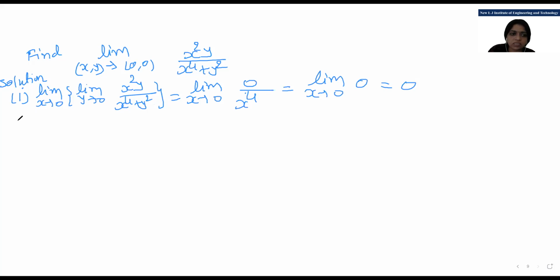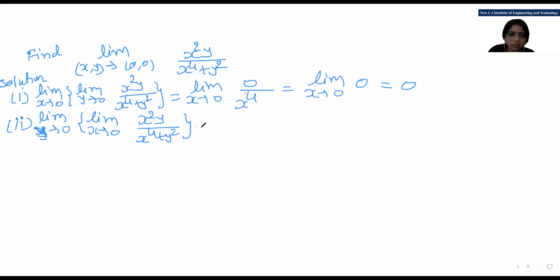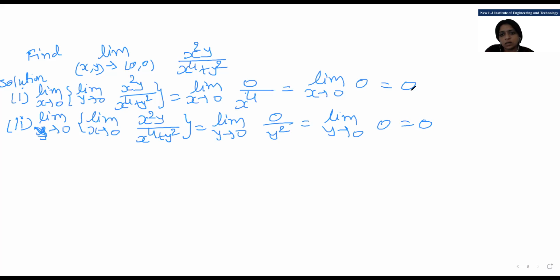Answer is 0. For second path, y tends to 0, and in the bracket limit x tends to 0 of x square y upon x raised to 4 plus y square. As x is 0, so 0 into y is 0 upon y square. But as you all know, 0 upon anything is 0. So limit y tends to 0, answer is 0. So students, here both answers are equal, okay? And we have to find the limit at the origin.